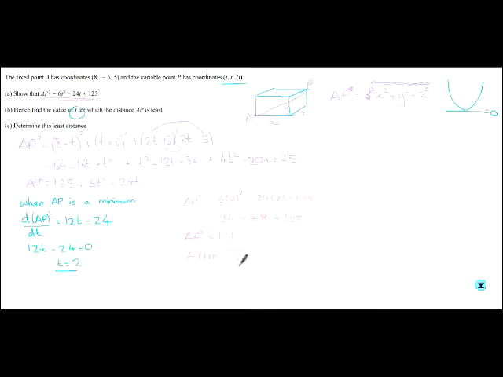I'd be tempted just to leave it like that, to be honest, because it's more accurate and they haven't asked us to round to decimal places, so leave it like that. But if you want to write it in decimals, make sure you say what you are rounding it to, otherwise it's technically wrong.